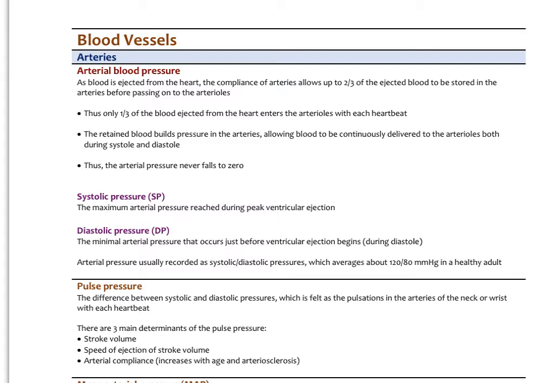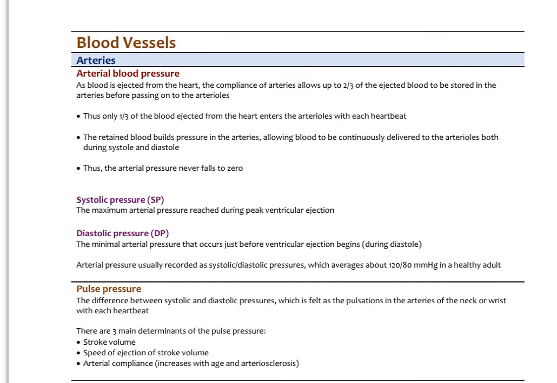And that retained blood actually builds up pressure, and that allows the blood to be continuously delivered to the arterioles, both during systole and diastole. So it allows us to kind of even out that pressure rhythm to give a constant pressure going into the arterial and the microcirculation. So the arterial pressure then never drops to zero as a result of that. Again, systolic pressure is the maximum arterial pressure reached during peak ventricular ejection of the left ventricle. And then diastolic pressure would be the minimum arterial pressure that occurs just before ventricular ejection during the resting phase of the heart called diastole, as I mentioned.